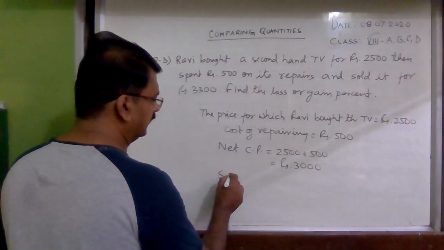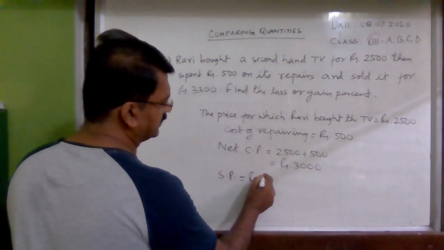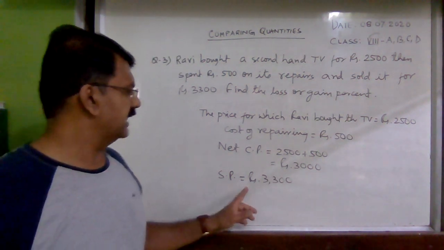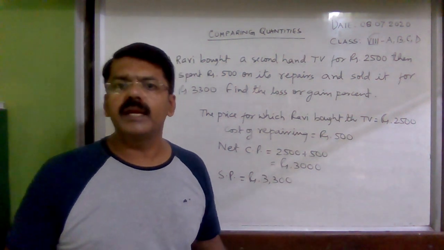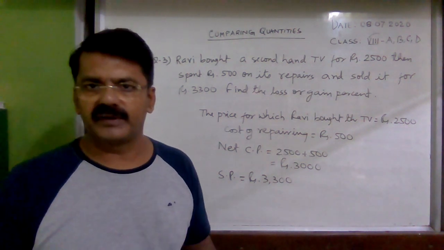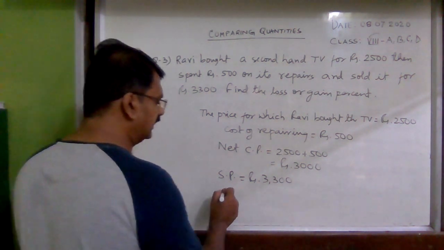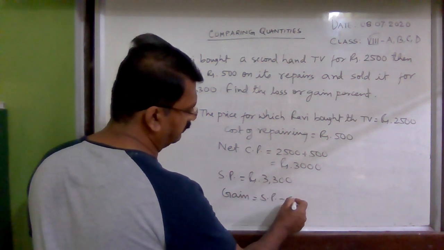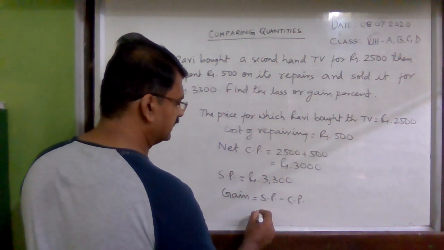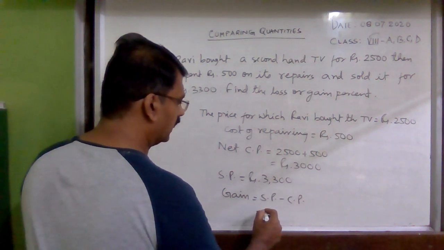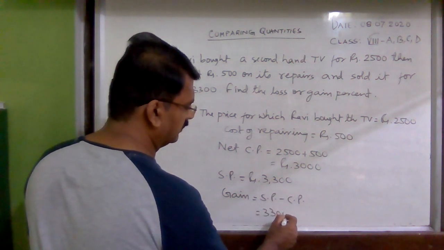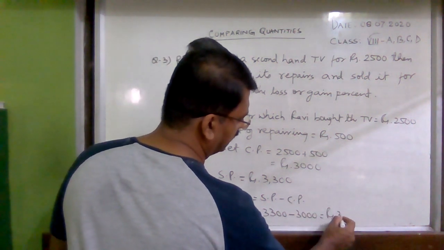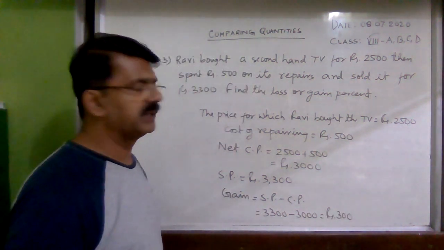Now SP is given rupees 3300. Now it is very clear that SP is more than CP, so there will be gain or the profit. Profit is also called the gain. So gain is equal to, I told you it is SP minus CP, that is 3300 minus 3000, that is rupees 300. So there is a gain of rupees 300.